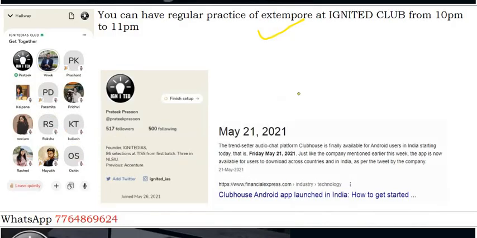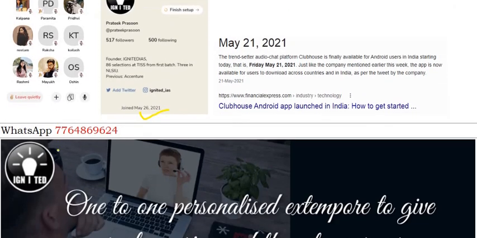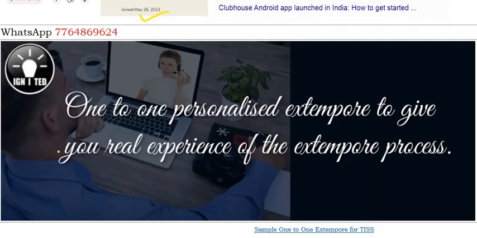Last year when Clubhouse was launched in India, on 21st of May, I made my account on 26th of May. Okay, here you can see. And when TISS came up with this extempore round, I launched this program where many of my students came and most of them were selected. As you can see, all these students were selected in various courses like TISS HRM, then TISS ODCL, MHA, MPH, etc.